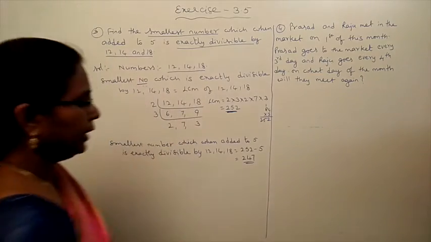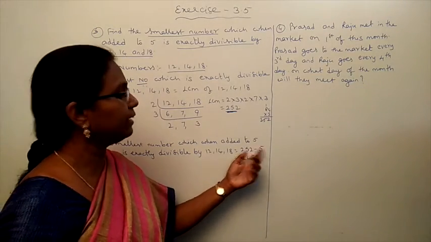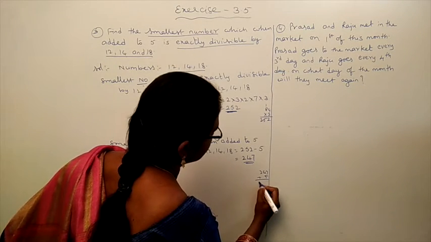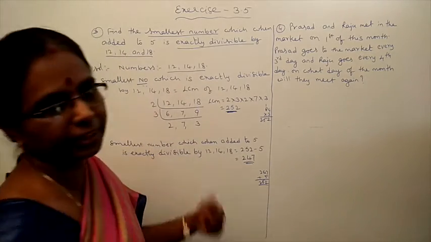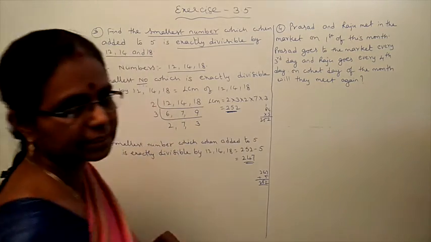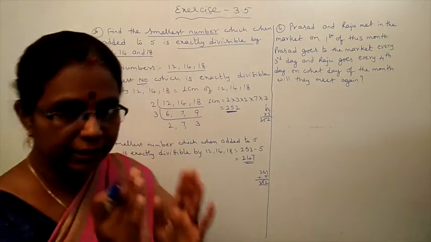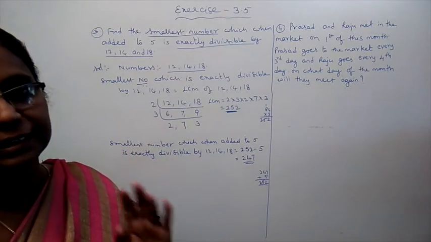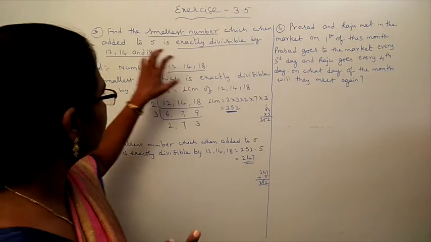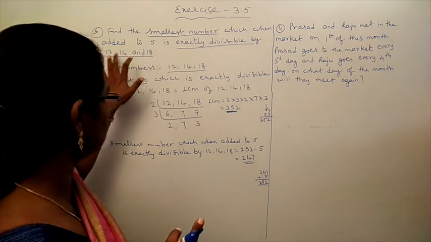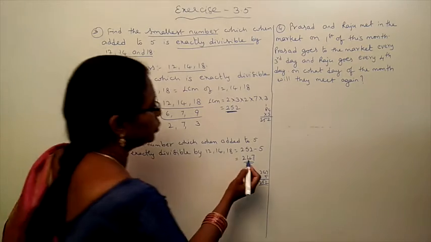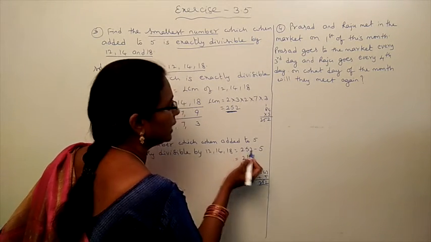Now 247. Then if you add 247 plus 5, you will get 252. 252 is the exactly divisible number. But he is not asking for the exactly divisible number. What he is asking is, when you add one number to 5, you have to get the exactly divisible number of 12, 14, 18. That means the exact divisible number by 12, 14, 18 is 252. But we don't want that. When you add 5 to 247, then only you will get 252.